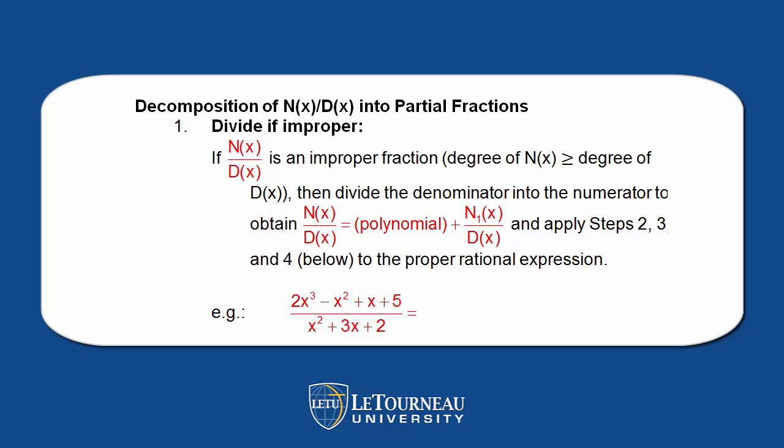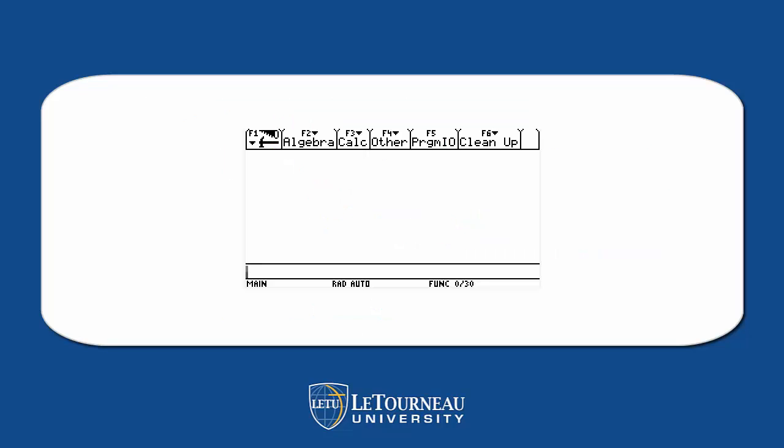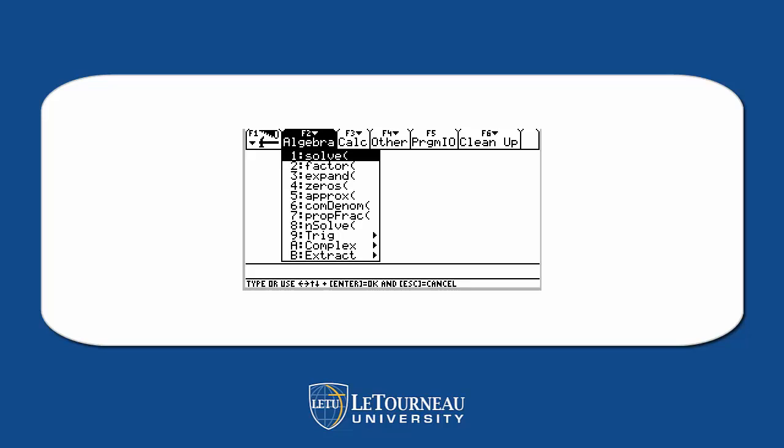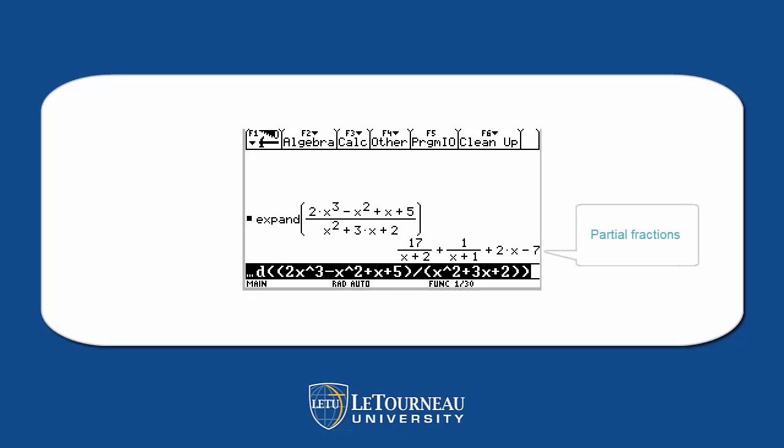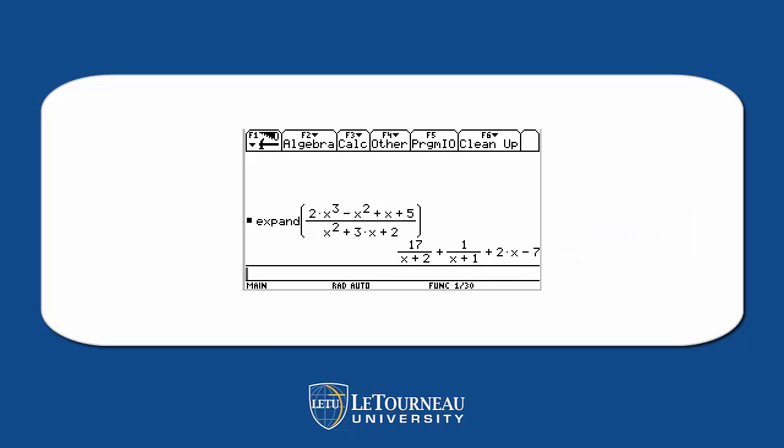divide it. For example, you see the one sitting down there with the 2x³ over the x². That's improper. The degree of the numerator is greater than the degree of the denominator. So in this case, instead of dividing by hand, notice we're going to go to the calculator and use a command called expand. And we're going to type that fraction in, (2x³ - x² + x + 5)/(x² + 3x + 2). And notice it's going to divide it up into partial fractions.